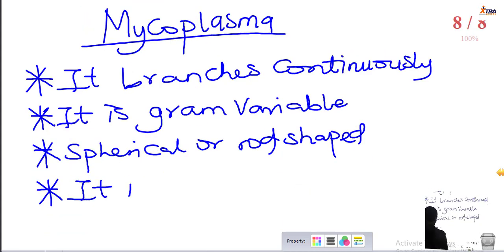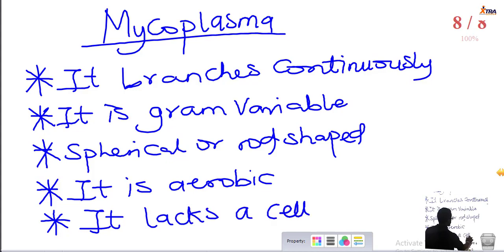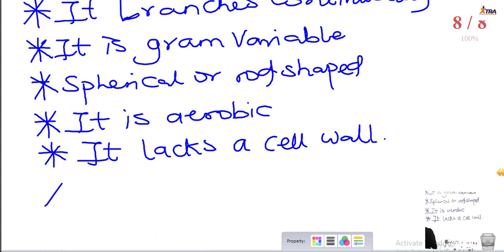Now, one unique thing about it is that it lacks a cell wall. Mycoplasma lacks a cell wall, and that's why it's not even stained, and that's why it's gram variable. So it lacks a cell wall, but it's structurally resistant to lysis very well. That makes it special.